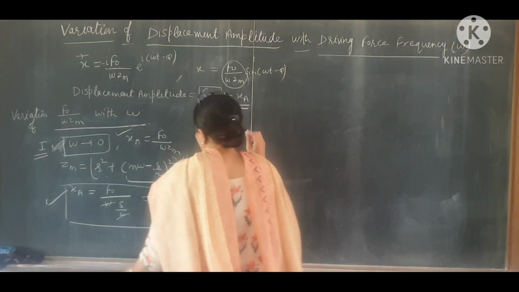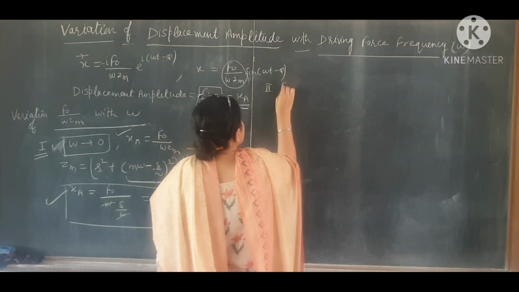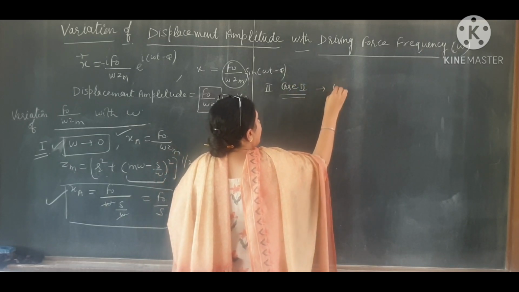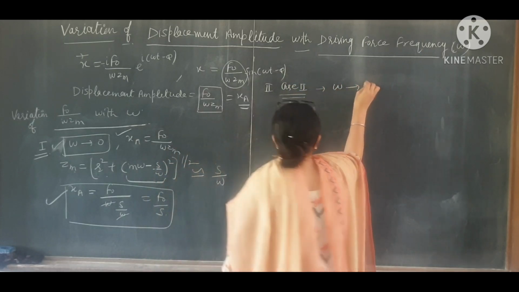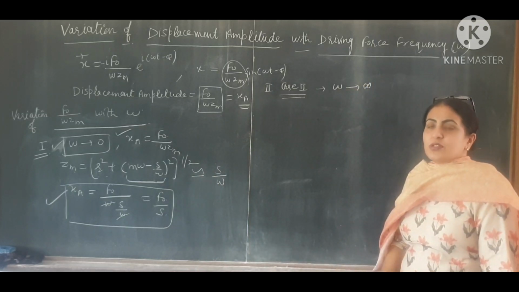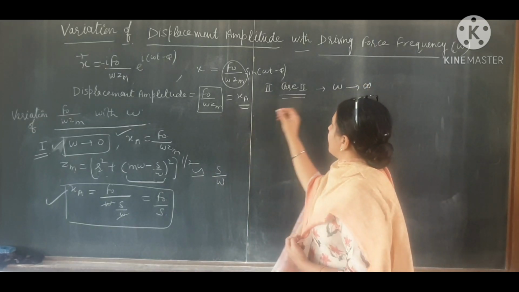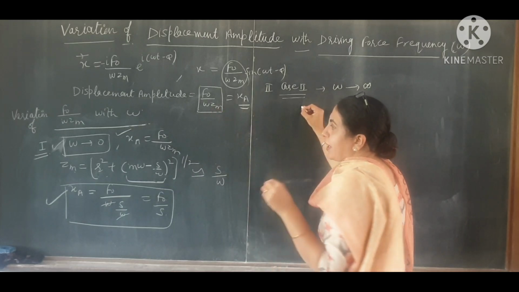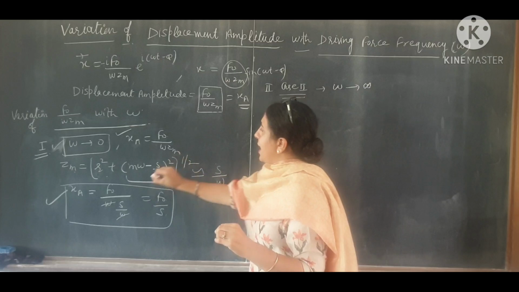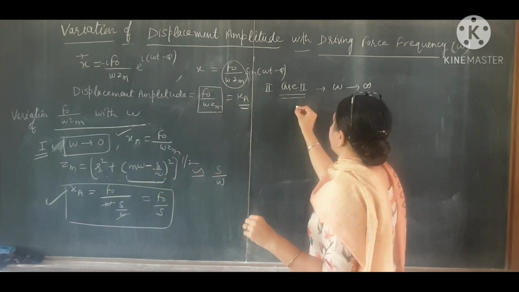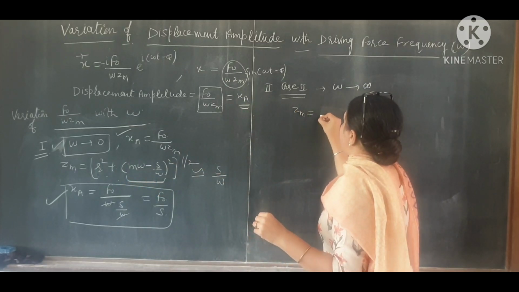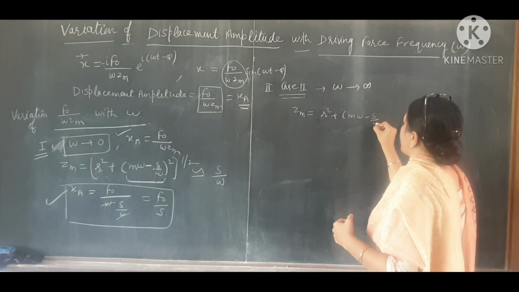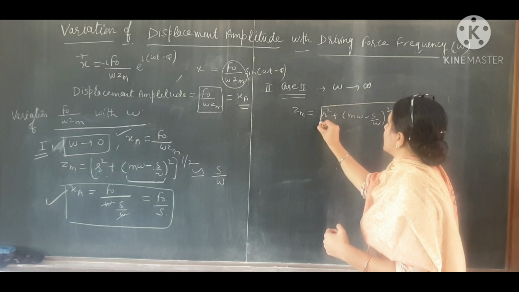Second case, we take a large value of omega, when omega approaches infinity. What is the displacement amplitude? It is f naught over omega Zm. So to find this, we must have the value of Zm. So Zm is equal to the square root of r square plus (m omega minus s over omega) whole square.